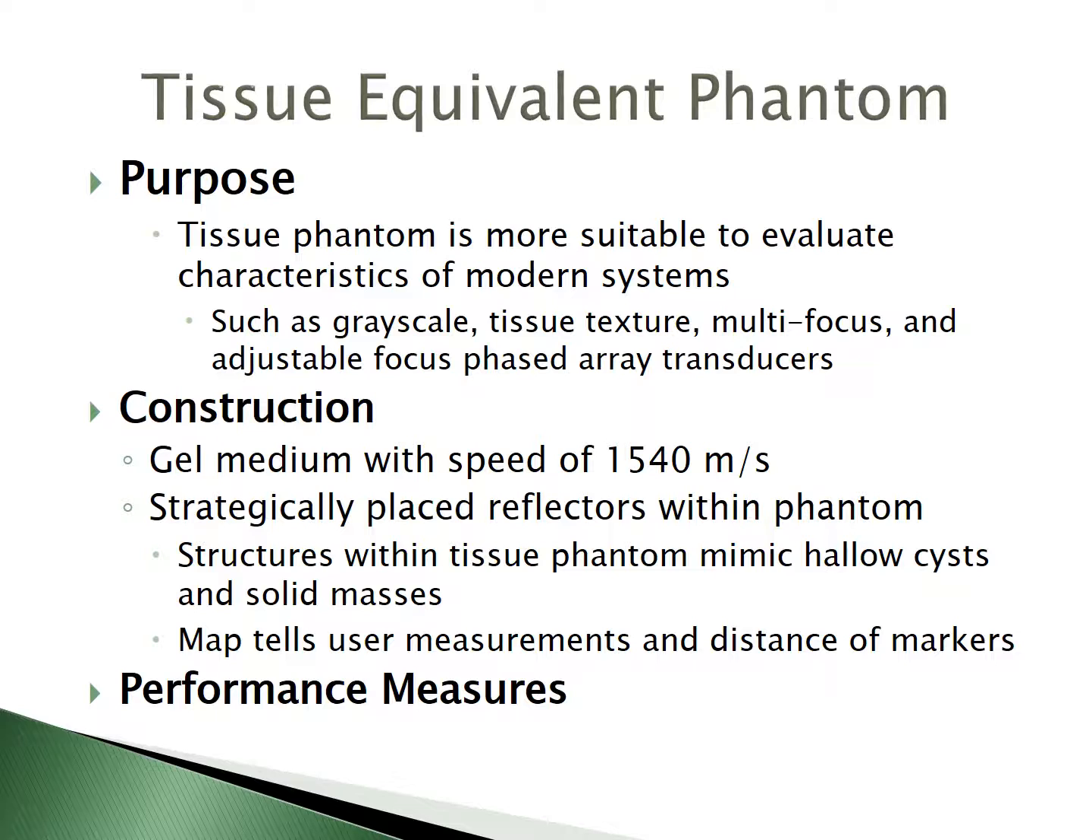The idea behind the tissue equivalent phantom is that it is made of a gel medium that's going to mimic soft tissue, and will keep the speed at 1540 meters per second. And within the tissue equivalent phantom, there are going to be strategically placed reflectors within the phantom. They're going to mimic cysts and solid masses, and then they're also going to tell us where little pinpoints are to help us recognize, is the machine accurately displaying things as we suspect. And so that is where we can do our performance measures on.